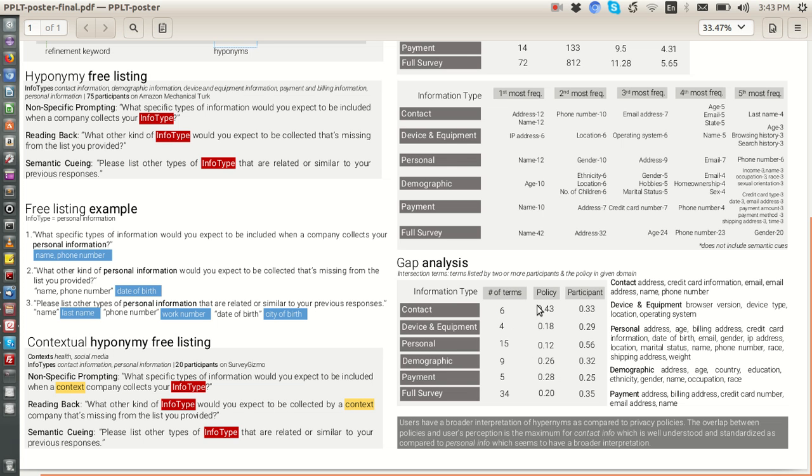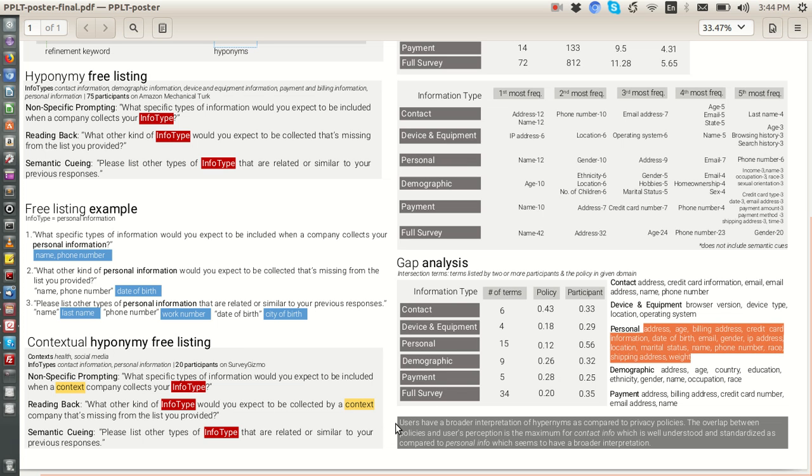This showed a percentage of how much this represents in privacy policy and how much this represents out of participants. You can see the details in contact information, device and equipment, personal, demographic information, and payment information. So these are agreements, or what they really agree on, these participants and the policies.